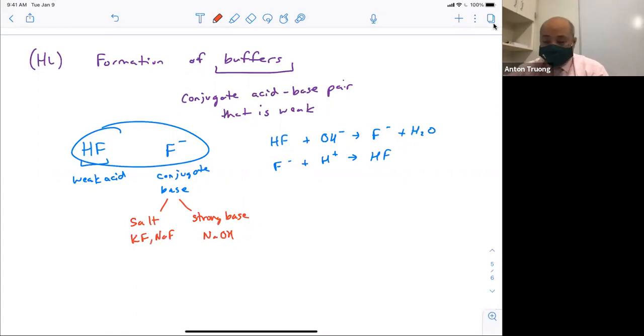But with this one, you have to be careful, because the amount of OH minus has to be less than your HF, okay? You can't neutralize all of your HF with OH minus. You have to have some HF left and some F minus present.